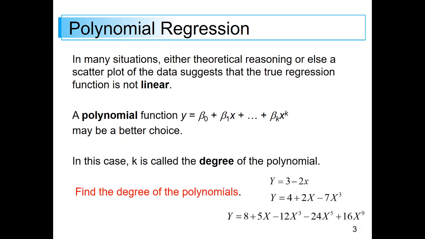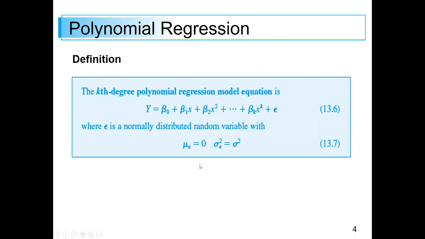All right, so let's pause your video and see if you can name the degree of the three polynomials that are in the lower right-hand corner. Okay, so the first one has degree 1, the second one has degree 3, and the third one has degree 9. So knowing the degree of the polynomial will play a role. So again, here's the kth degree polynomial regression. We're still assuming that the error random variable has mean 0 and a constant standard deviation.